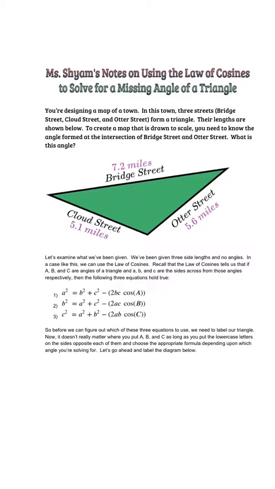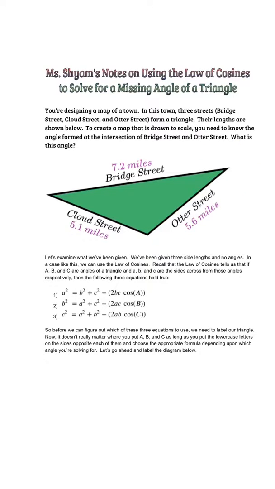You're designing a map of a town. In this town, 3 streets, Bridge Street, Cloud Street, and Otter Street, form a triangle. Their lengths are shown below. So Bridge Street is 7.2 miles, Cloud Street is 5.1 miles, and Otter Street is 5.6 miles.